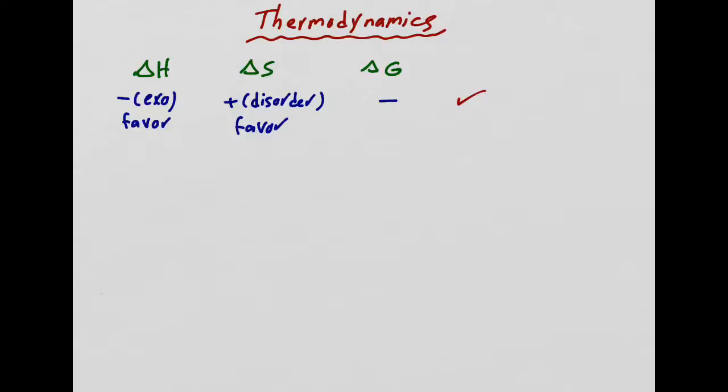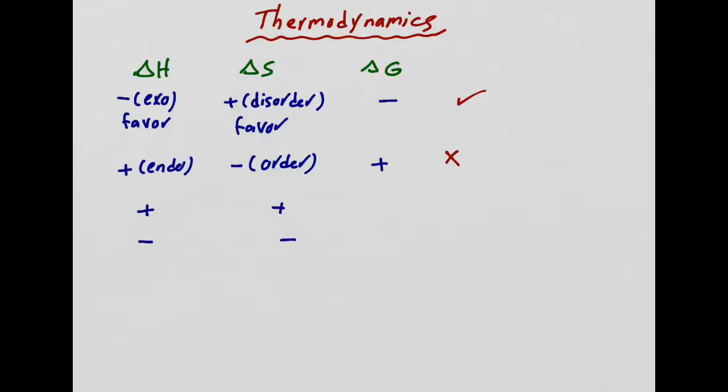Now, on the other hand, if delta H is positive, that means it's an endothermic reaction, so it's not going to be favored. And delta S is negative, which means it's going to be ordered. What that means is the delta G will not go, because if you have not favored and not favored, it's not going to happen. Now, what happens if one is good and one is bad? For example, delta H is not favored, but delta S is favored, or delta H is favored and delta S is not favored. Then what would you do?